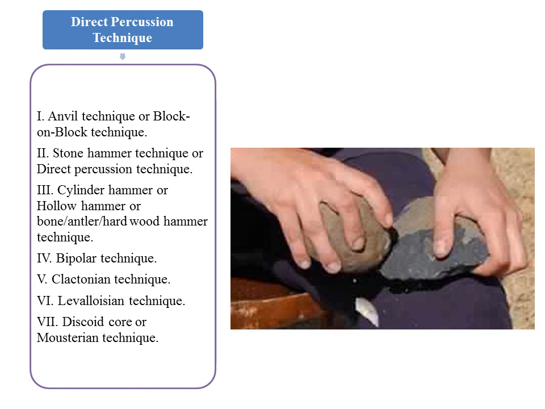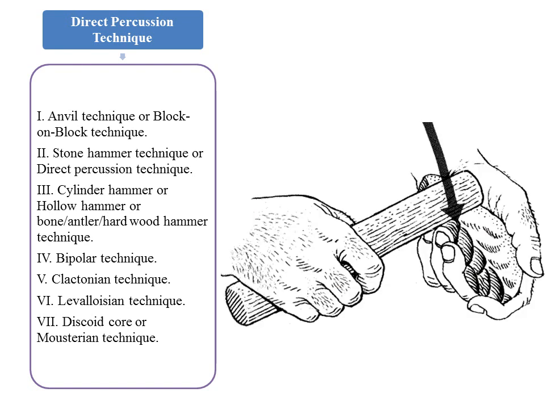Cylindrical hammer or hollow hammer technique is where a soft hammer is used. In the earlier case, a stone is used as a hammer, so that is why it is called a stone hammer or hard hammer. Whereas in the cylindrical hammer, a hoof or an antler or a bone is used to work on the stone tools, particularly working on the lateral edges of a stone block or the stone tools. So cylindrical hammer technique is basically a soft hammer technique by the use of bone, antler or hardwood.